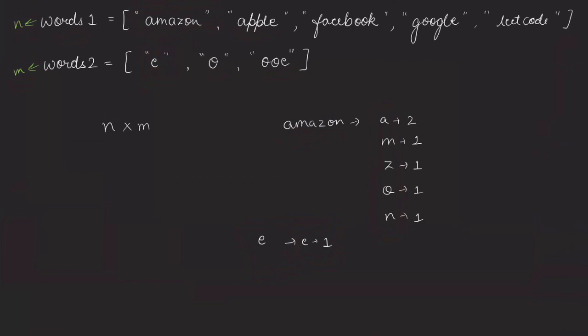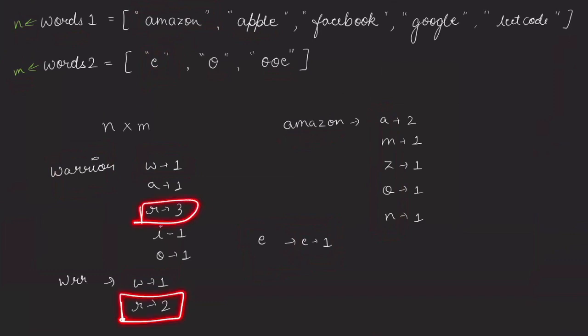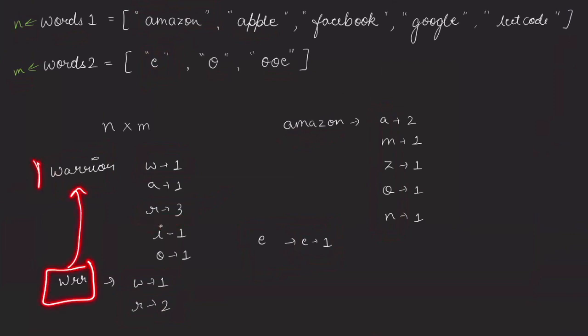So if we take an example of warrior again, so if the string is warrior, right? So here W one time, A one time, R three times, I one time, and O one time. And the next string was WRR. So here W one time and R two times, right? So now warrior should have at least one W. Does it have? Yes, it has. Then it should have at least two R's. Does it have? Yes, it has three. As I said, at least two should be there. So it is having. So we can say that yes, WRR is a subset of warrior, right?